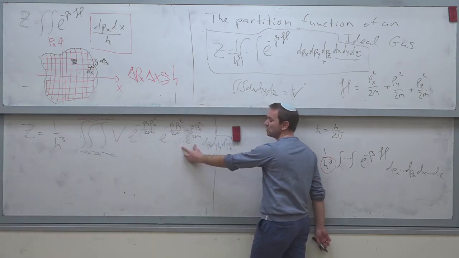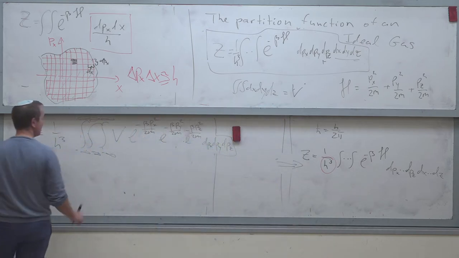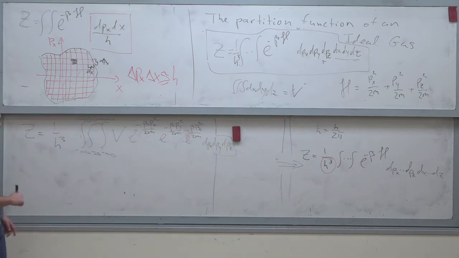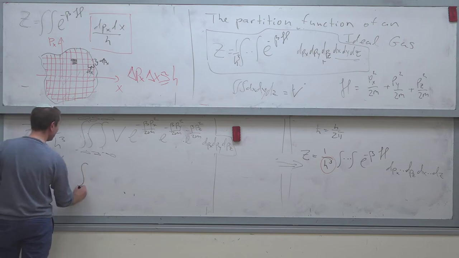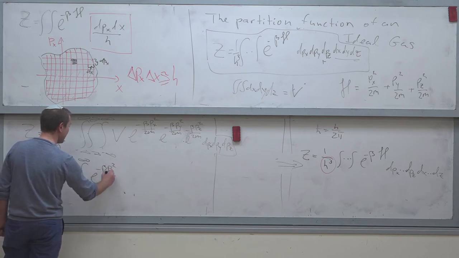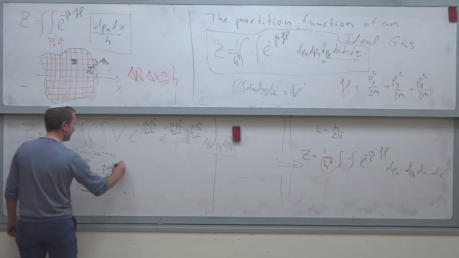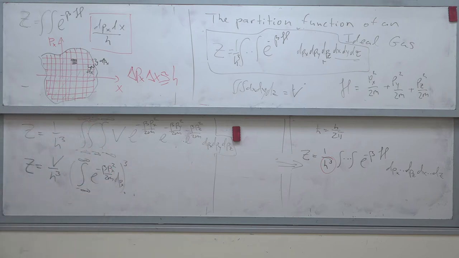Now look, here we have a triple integration, but all the integrands are completely independent of each other, and they're exactly the same, right? So this triple integration is basically one single integration to the third power. What I'm claiming is that z equals 1 over h to the third, the volume, times the integral from minus infinity to infinity of e to the minus beta px squared divided by 2m dpx, all to the third power. That's it.